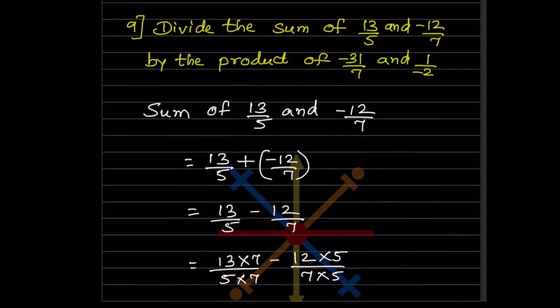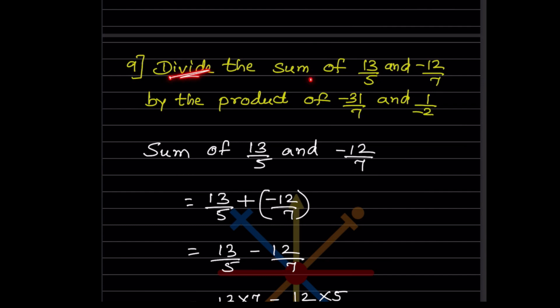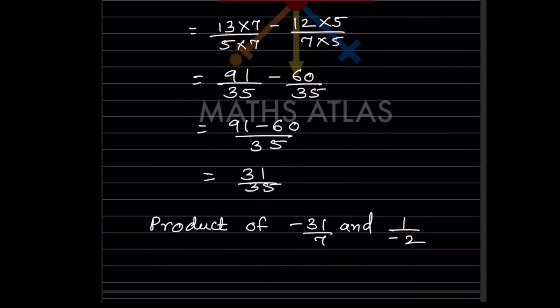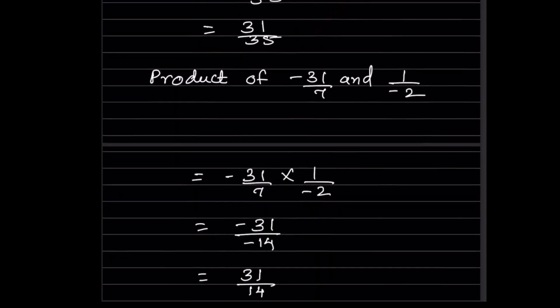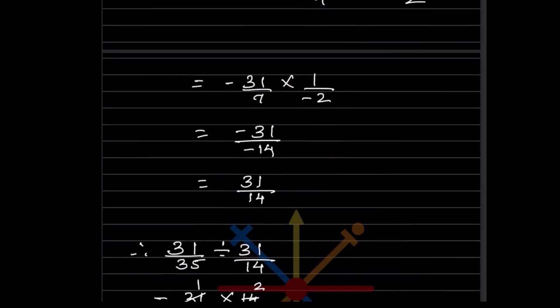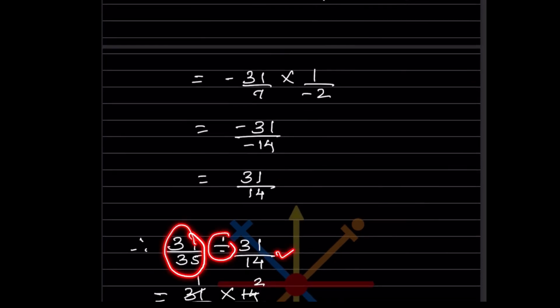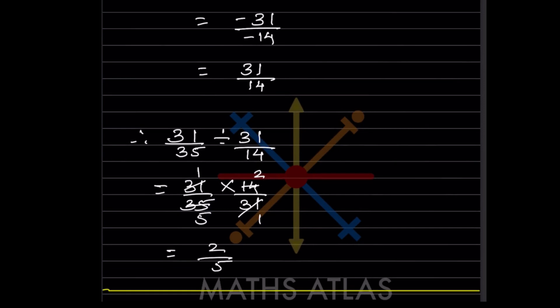So now we will go back to the question. Now we are going to divide the sum by this product. The sum we got is 31 by 35 and the product is 31 by 14. So 31 by 35 is to be divided by 31 by 14. Hope this is clear. It is the same rule as before: this will be multiplied and this is going to flip over. So 7 twos are 14 and 7 fives are 35. Then 31 and 31 cancel. So here what remains is 2 and 5. So the answer is 2 by 5.